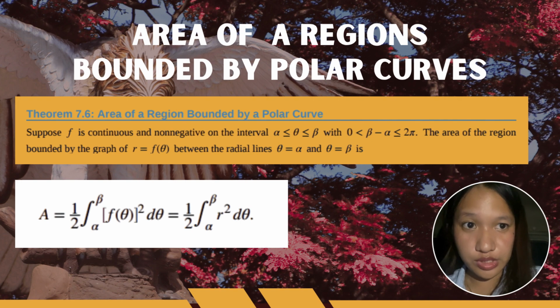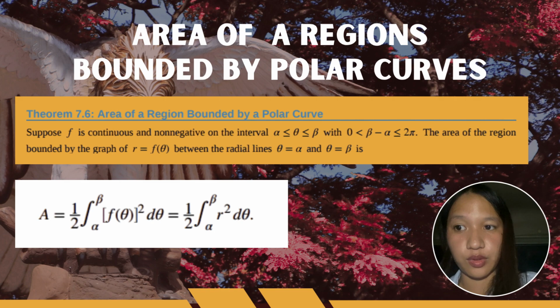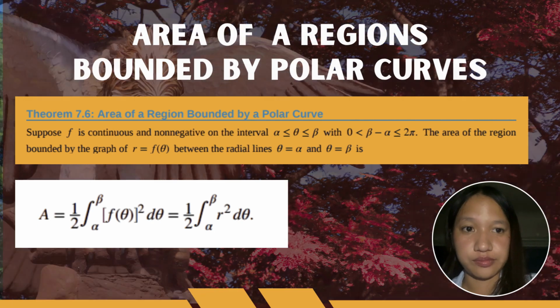Suppose f is continuous and non-negative on the interval alpha ≤ theta ≤ beta, with 0 < beta minus alpha ≤ 2 pi. The area of the region bounded by the graph of r = f(theta) between the radial lines theta = alpha and theta = beta is A = 1/2 times the integral from alpha to beta of the quantity f(theta) squared d theta.